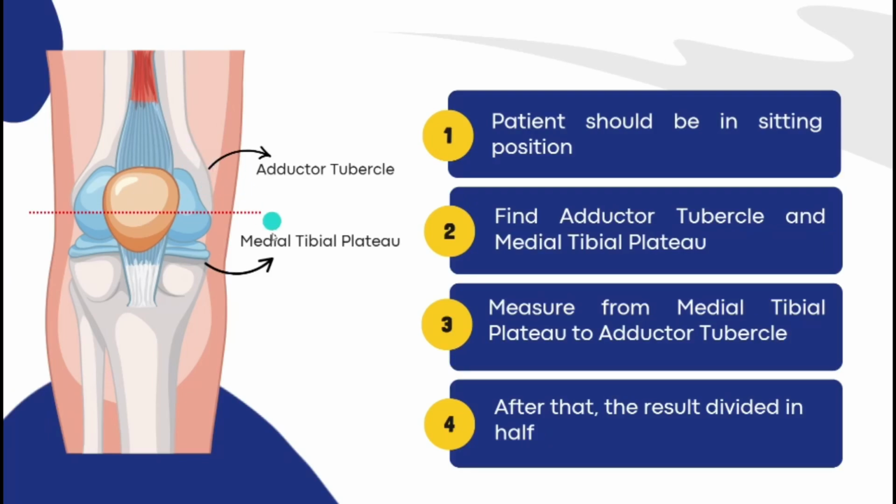And measure from the medial tibial plateau to the adductor tubercle. Measure from this to this adductor tubercle. And then the result that you measure, you can divide in half. This is the half line between the adductor tubercle and medial tibial plateau. This is for the placement of the knee joint from the anterior.